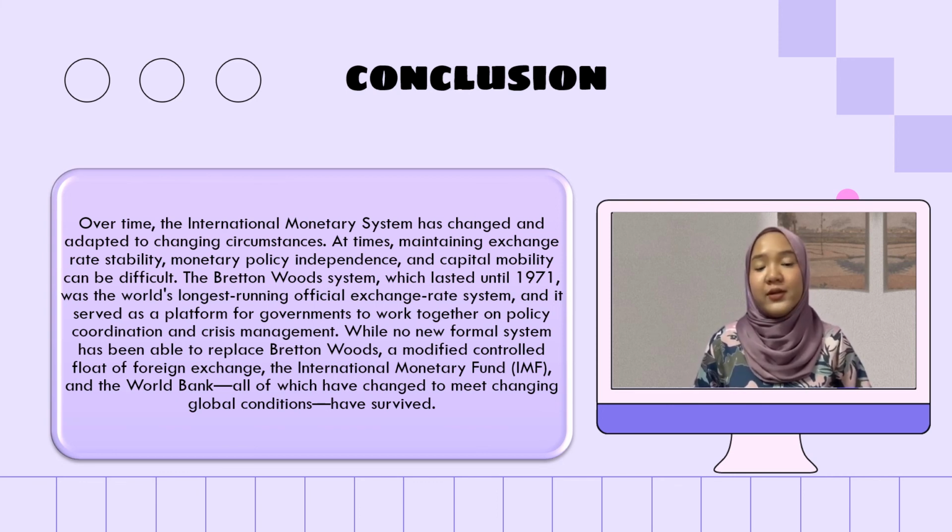While no new formal system has been able to replace Bretton Woods, several of its primary features have remained, such as the modified control of foreign exchange, the International Monetary Fund, and the World Bank, all of which have evolved to meet changing global conditions.